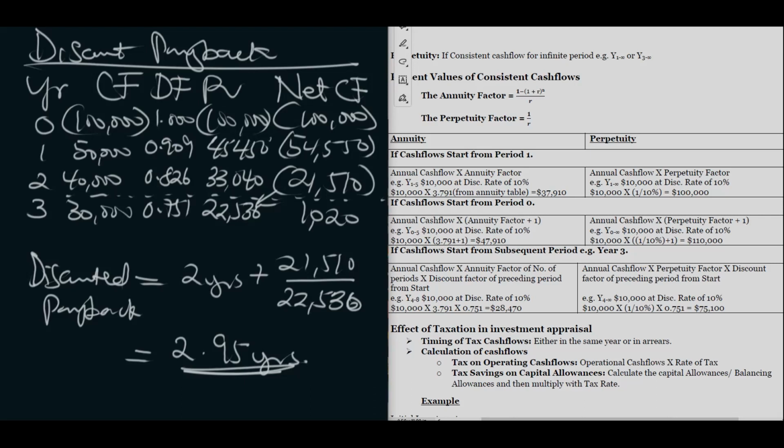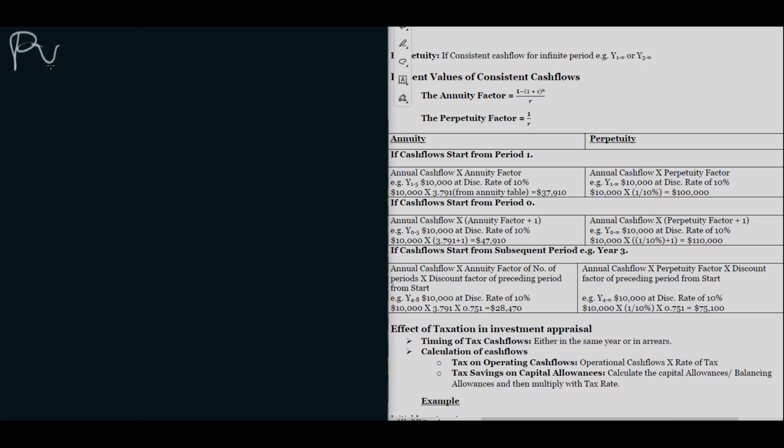So 2 years, that'll give you 2 years, 11 months to get back your initial investment. Okay, so this is discounted payback, just like payback. Now we need profitability index. So I am going to go this way. For profitability index, I'm going to use the two methods I taught you.